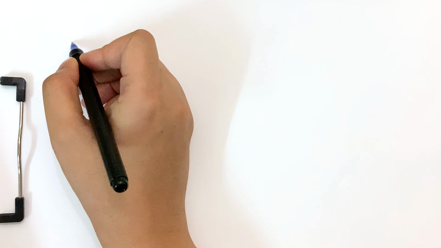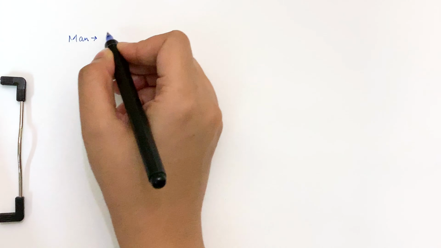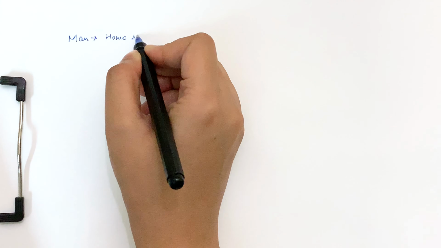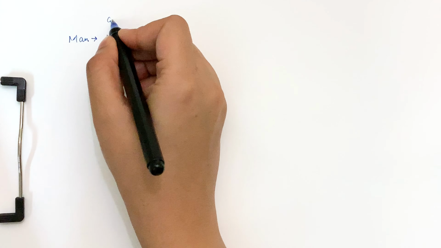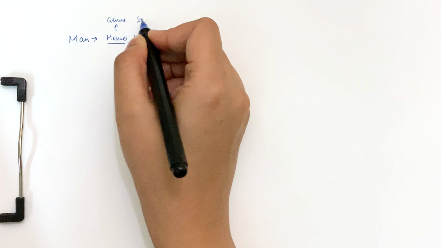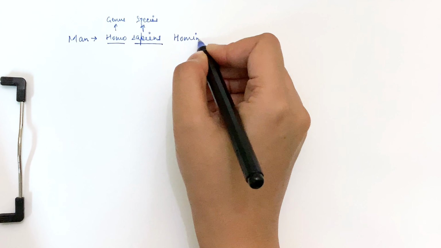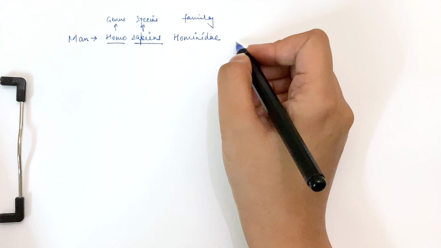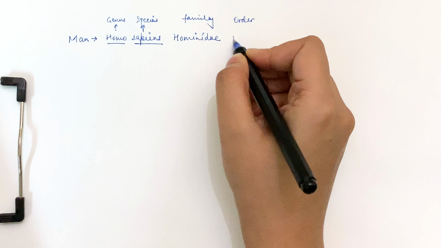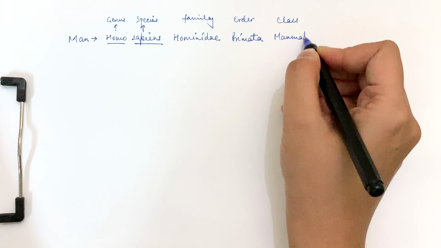So we'll take the first example of man. For man, what is the scientific name? That is Homo sapiens. Here the genus is Homo, the species is sapiens, then comes the family. The family is Hominidae. Then comes the order, that is Primata. Then comes the class, that is Mammalia.